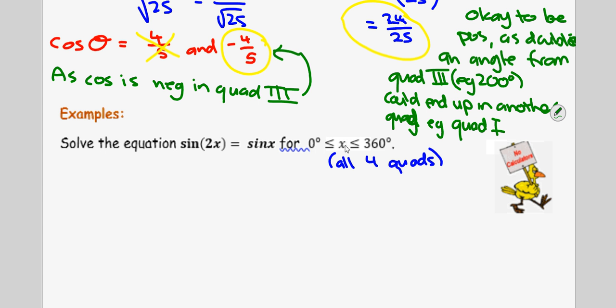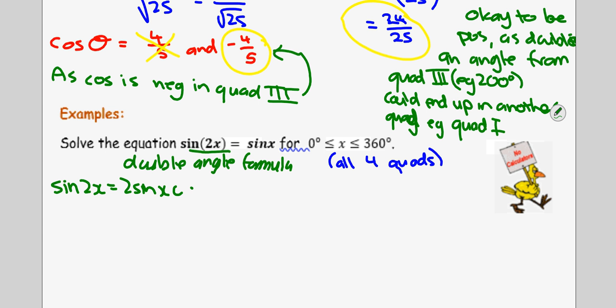Whenever I see sine 2x, you're wondering what strategy to use. Sine 2x equals sine x. When you see sine 2x, what do you automatically start to think of? Double angle. The double angle formula, by the way, is sine 2x equals 2 sine x cos x. It's all in terms of x, that's why I'm not using theta.